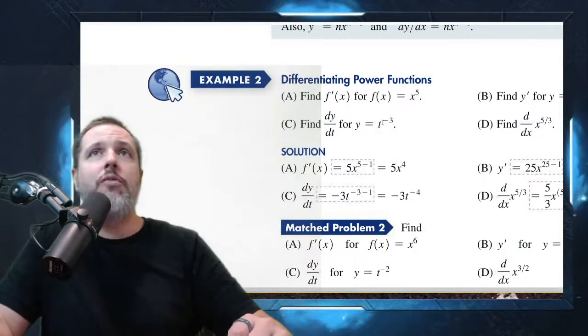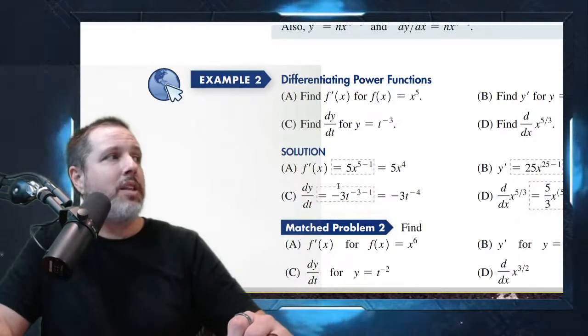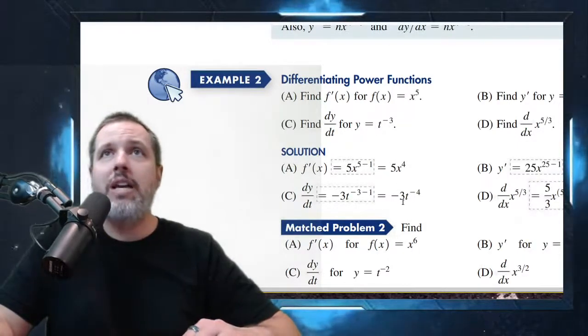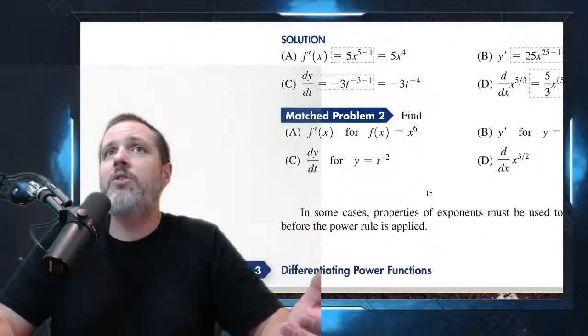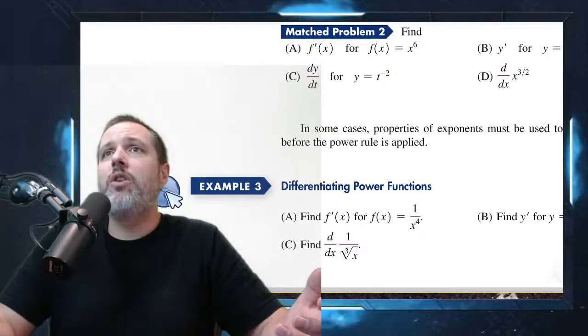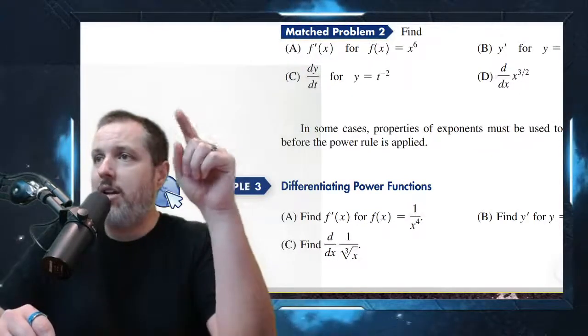So if you start off with, which one's this? Part C, t to the negative 3. You bring the negative 3 down in front. You decrease the exponent by 1, you get negative 3t to the negative 4. It works exactly the same way. So, you know, nothing weird about that. Do remember rules about your exponents, right?